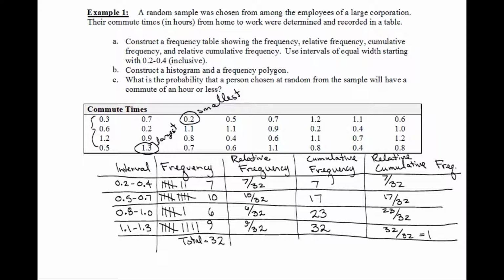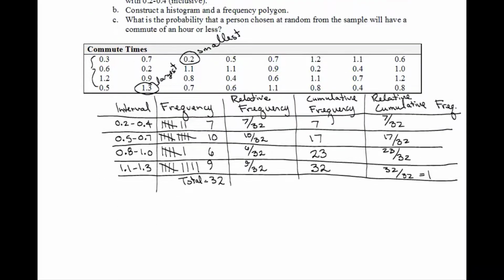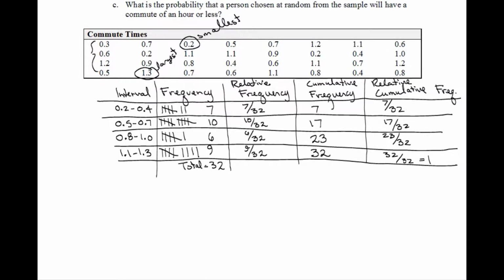And actually, we can use this information even before we draw the histogram to answer part C, which is what is the probability that a person chosen at random from the sample will have a commute of an hour or less? Well, which categories have a commute of an hour or less? All of these, right? 1 hour or less. And so those are the people that we want to include in our probability.